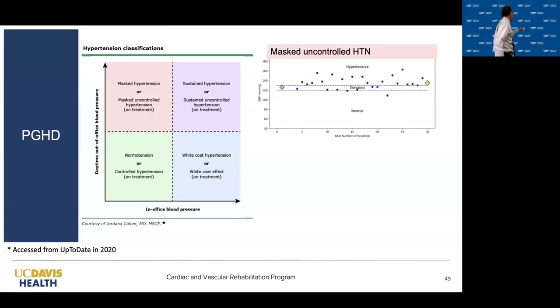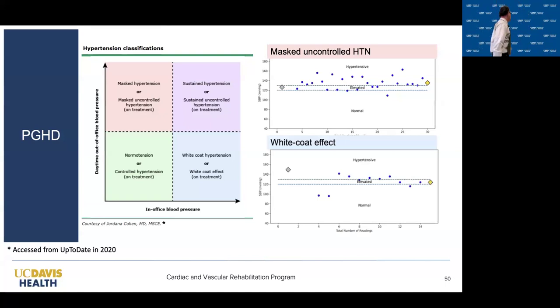This is an example of the masked hypertension. So this person in the office, he or she, I don't know who this was, was in the elevated range, but when we did the average of their home readings, they fall in the hypertension range, 140, 138 there. So that's the masked hypertension. And this is the white coat hypertension. In the office, they were 150, but when we did the home ones, they fall in the elevated range.